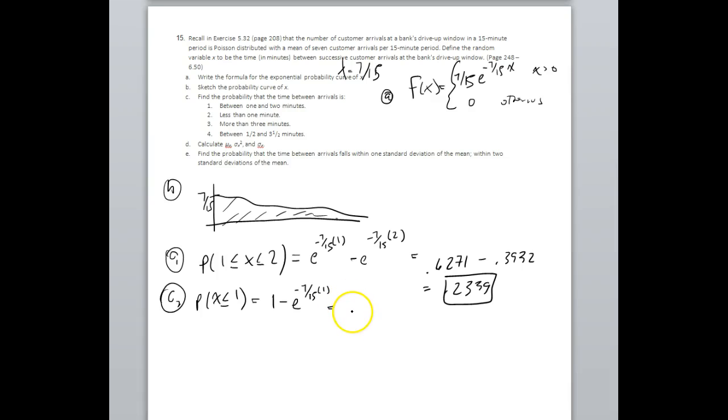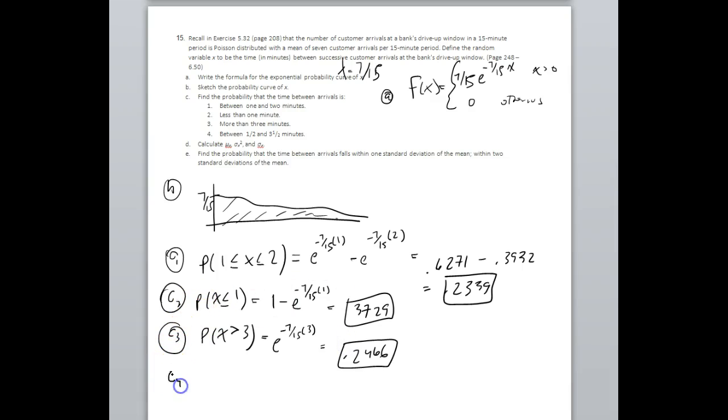Okay, and that's going to be 3729. C3, more than 3 minutes. This is just going to be e to the negative lambda times that number times 3, which is just going to be 0.2466.